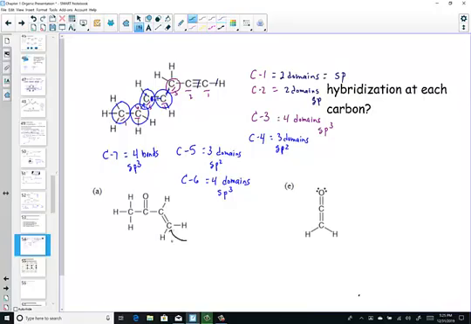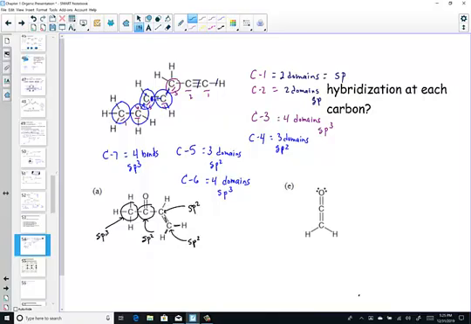Let's try this carbon here. I count 1, 2, 3 domains. That's sp2. This carbon is also sp2 with 3 domains. This carbon has 3 domains. It is also sp2. And finally, something different here. That particular carbon has 4 domains, so it's sp3 hybridized.